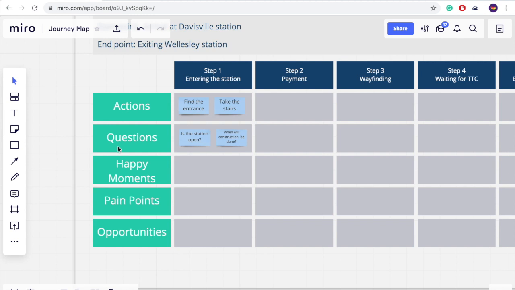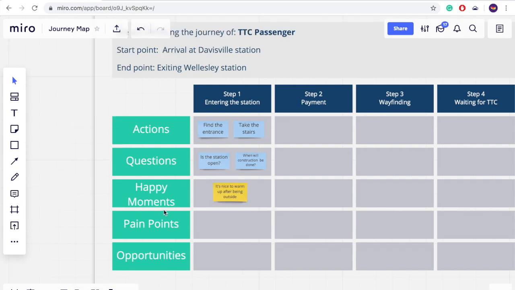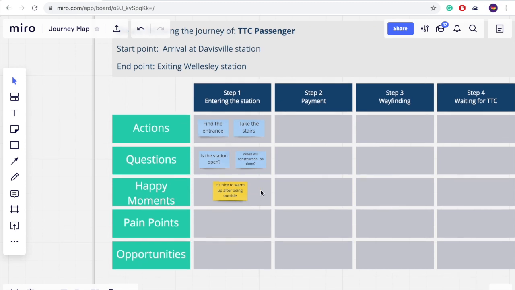The next section is questions. What are the questions the user is asking during this part in their journey? Davisville is a station that's often closed for repair, so I'm always wondering, will it be open and when will the construction be over? The next part is happy moments. Is there anything good that happened during this piece in the journey? So walking into a TTC station in the winter is always nice because it's warmer than outside.